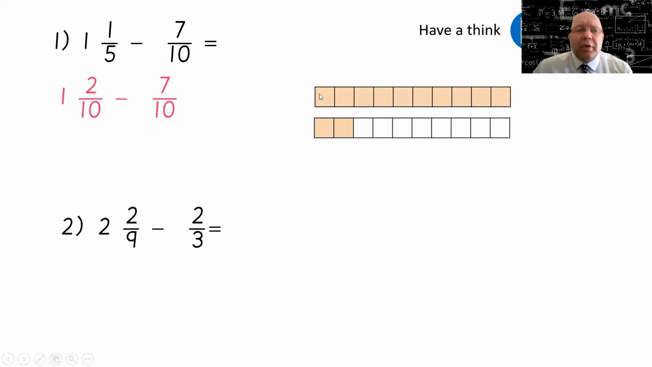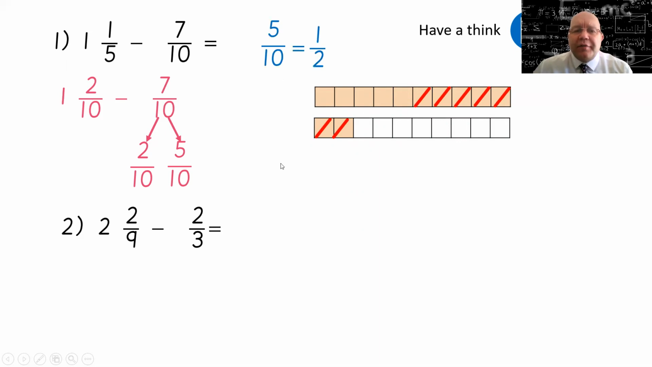And if we think of a bar model, there's our 1 and 2/10. And we're going to split our 7/10. We're going to take away the 2/10 to leave us with 1 whole one, and then take away the 5/10. So there's the 2/10, there's the 5/10, and we're left with 1, 2, 3, 4, 5/10, which is the same as a half.